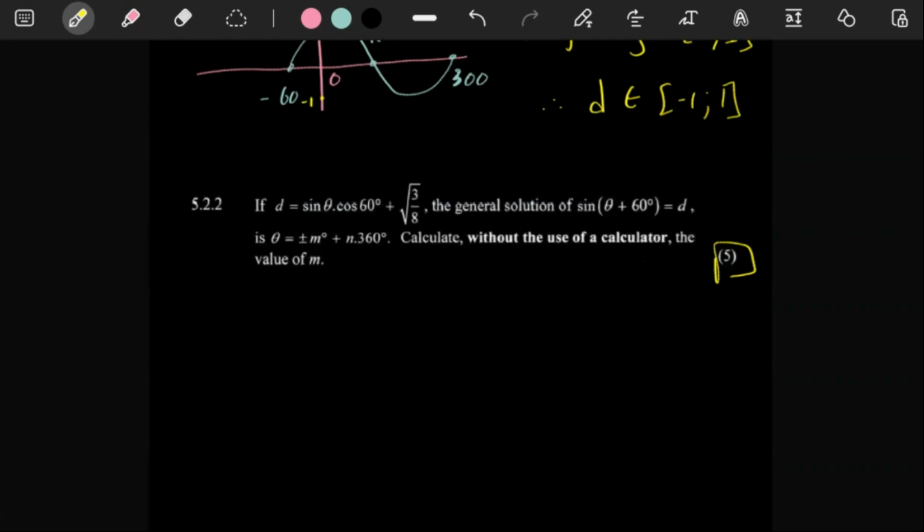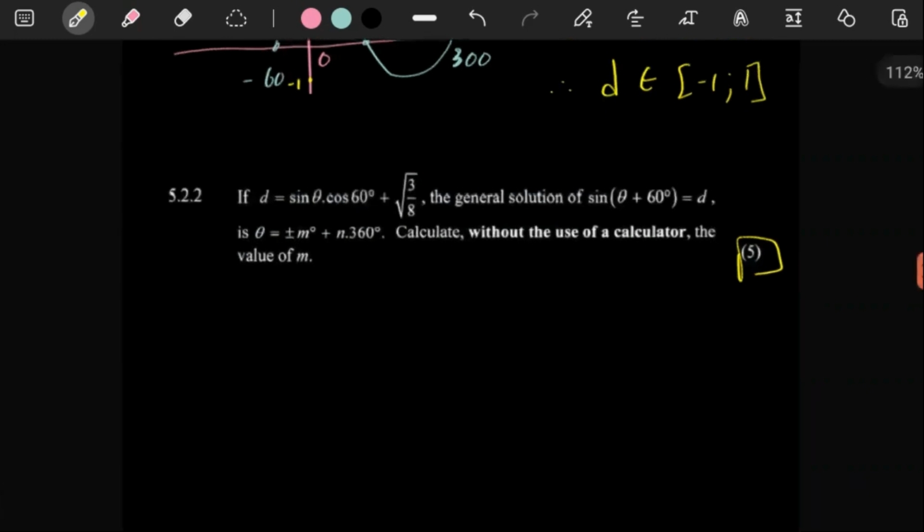Yeah, this is where things get a bit weird, because it's like, okay, what do they actually want us to do? They want us to get the general solution. But quite frankly, the question is not straightforward. But it kind of is straightforward, maybe not. But let's just see what we can do.